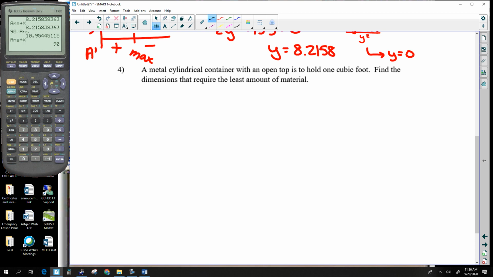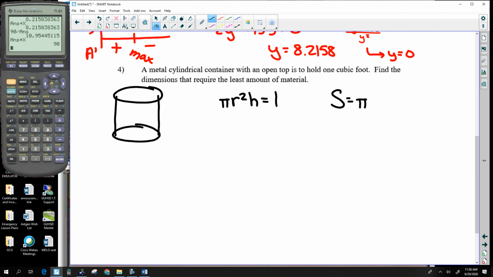Okay, a metal cylindrical container with an open top. So there's no top on that. Holds 1 cubic foot. So the volume is 1 cubic foot, so the area of the base times the height holds 1 cubic foot. We want the dimensions for the least amount of material. So the surface area is the bottom, which is a circle, plus the sides, which is the circumference times the height.